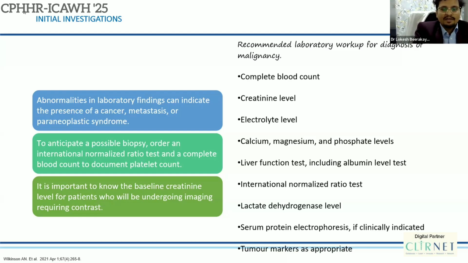So the basic recommended workup of labs: go for a CBC, complete blood count, creatinine level, electrolyte levels, calcium, magnesium, and phosphate levels. Also, you need to look for liver function tests, including the albumin level, the INR, and the LDH, the lactate dehydrogenase levels. If indicated, you can also go for serum protein electrophoresis as well as tumor markers in a certain group of patients.